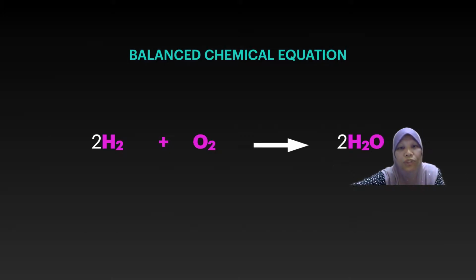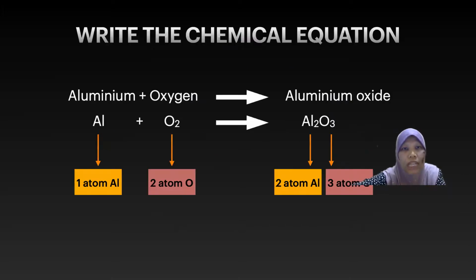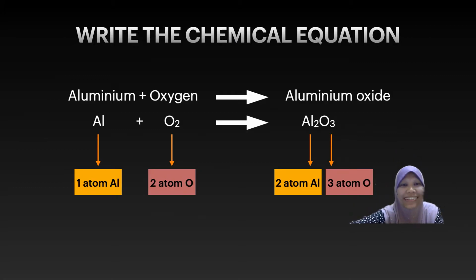Now let's move on to the second example. The second example is aluminium reacted with oxygen to produce aluminium oxide. Aluminium is a metal atom, so we just write it as Al. And then oxygen is a molecule, so the formula is O2. When they react, it will produce aluminium oxide with the formula Al2O3. If you don't know how to write aluminium oxide, please watch my previous video on how to write the chemical formula.